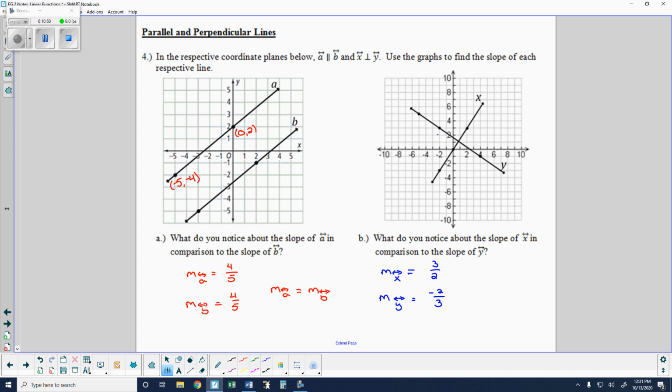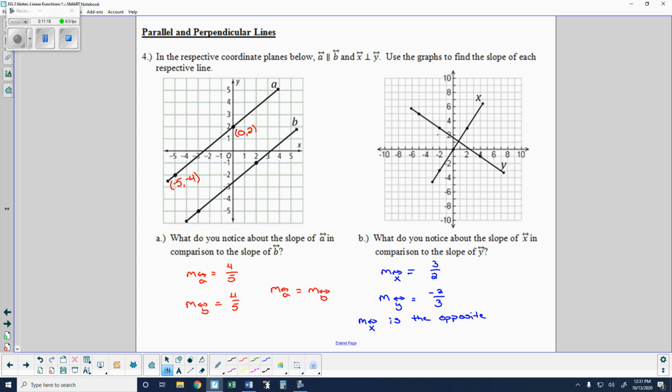So what do we notice here? Well, the slopes are not the same. They have some commonalities there. They both use the fraction including a 3 and 2, but one of them has a 3 over 2 and the other has a 2 over 3. This means they are reciprocals. Also notice that one is positive and the other is negative. So we could say that the slope of line x is the opposite reciprocal of the slope of line y.